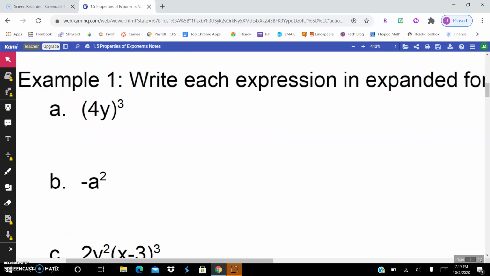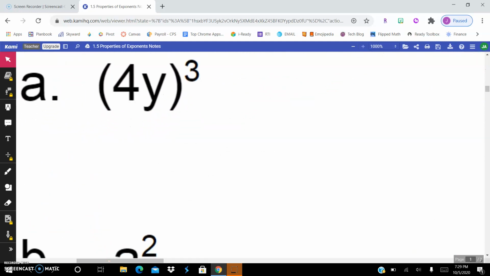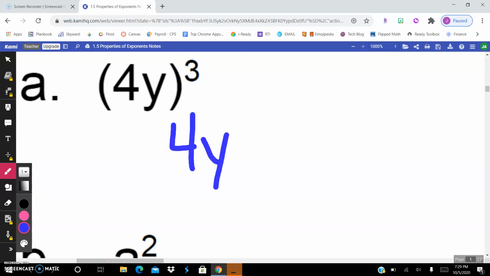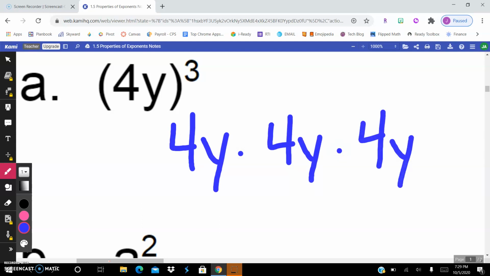Write each expression in expanded form. So our first one, 4y to the third power, and 4y is in parentheses and the exponent's outside. So that means that 4y is being multiplied or being raised to the exponent of 3, not just the y. So in expanded form, this just means we would have 3 of those 4y's.